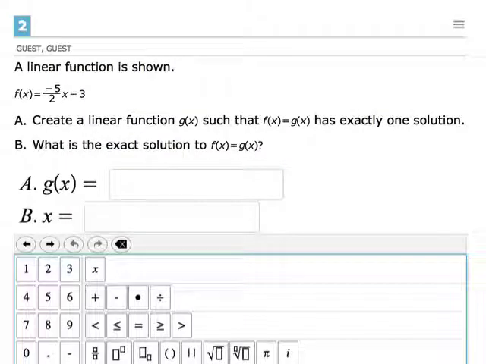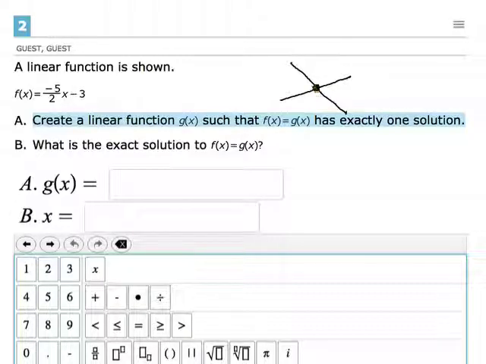Number 2, a linear function is shown. So here's our function. We know it's linear. Linear function, which means it makes a straight line. Now this straight line, we can see there's a slope and there's a y-intercept. Create a linear function, g of x, such that f of x equals g of x has exactly one solution. That means that we want f of x and g of x to cross in one point. That's what it means to have one solution. So they're going to cross at one location.